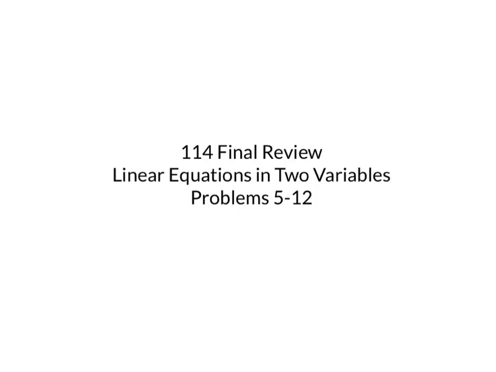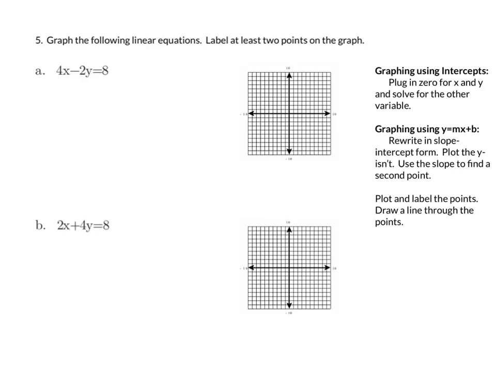All right, the next set of problems that we're going to look at involves linear equations in two variables. On the final review, this is problems 5 through 12. All right, so problem number 5, we're going to talk about graphing linear equations. We want to label at least 2 points on the graph. There are two techniques that I'm going to show you in order to do this. The first one is using intercepts. So we're going to plug in 0 for x and y and solve for the other variable.